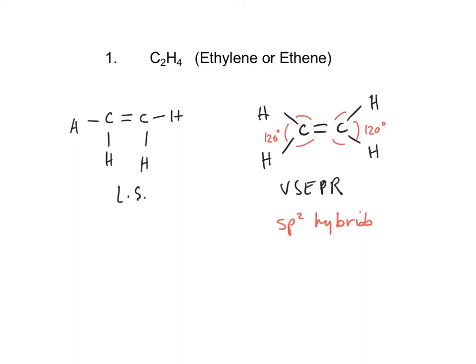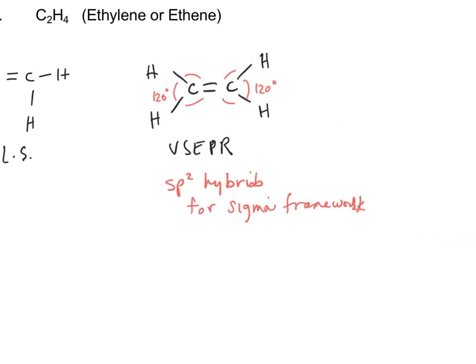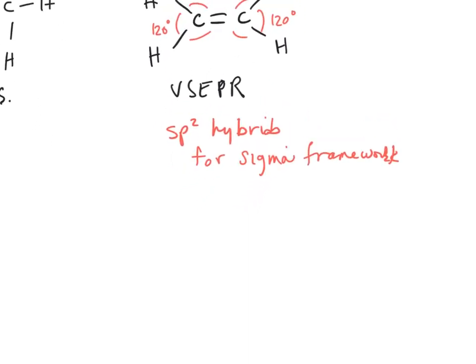And what's new here is that it will be for the sigma framework. And then that will involve three electrons per carbon. Okay, so sp2 hybrids, and the bond angle is 120 degrees. The next step is to draw the hybrid orbitals, the sp2s.